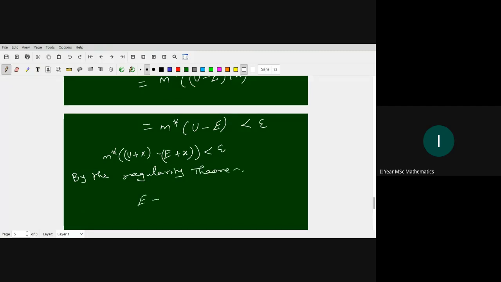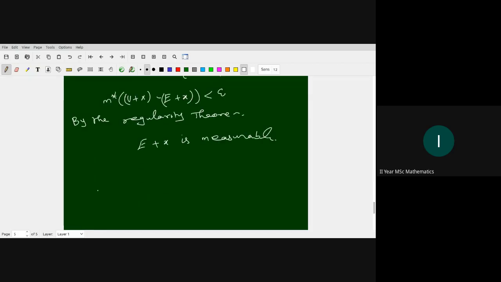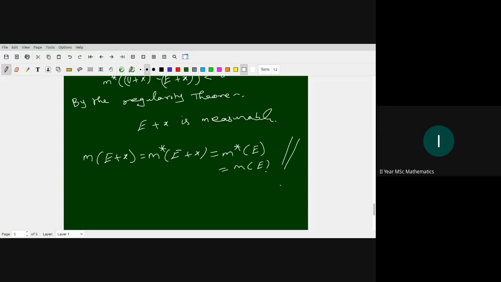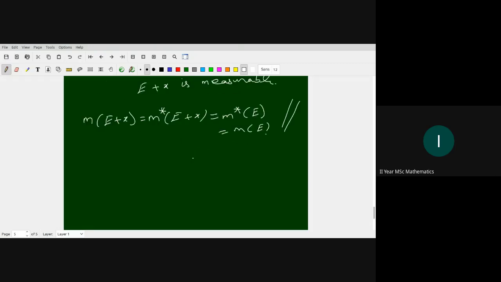So by the regularity theorem, e plus x is measurable. So the translate of a measurable set is measurable. And the measure of e plus x is nothing but its outer measure, by the basic definition. When a set is measurable, the outer measure is defined as its measure. But outer measure is invariant under translation. So this is m of e. So when e is measurable, e plus x is measurable, and both measures are the same.